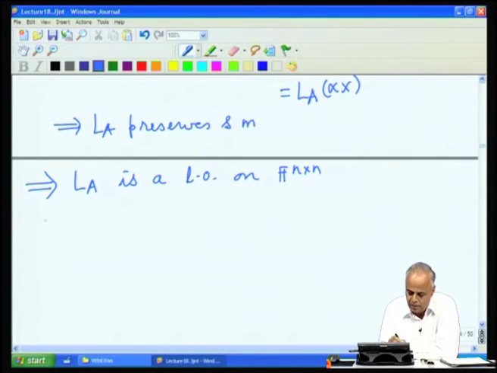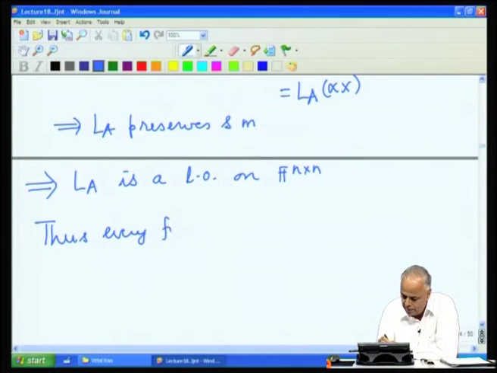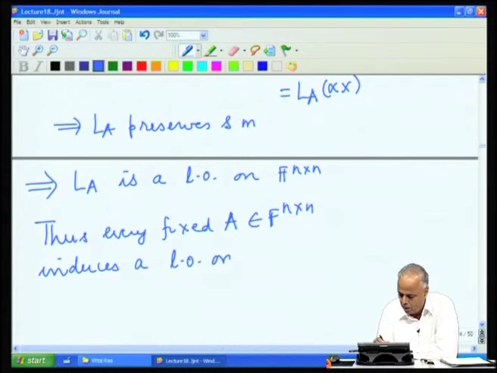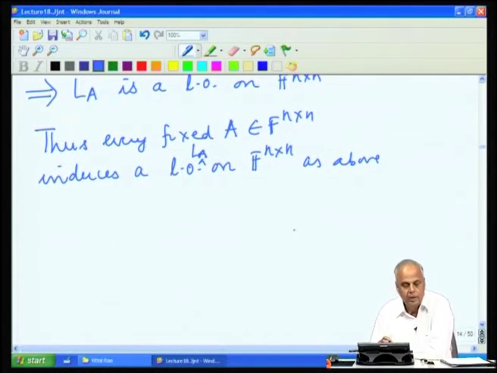Thus, we started with a fixed matrix A and generated a linear transformation. So, thus every fixed A in Fn cross n, if you fix one A, you will get one transformation, induces a linear operator on Fn cross n as above. The linear operator is what we denote by LA. So, every A generates an LA as above.